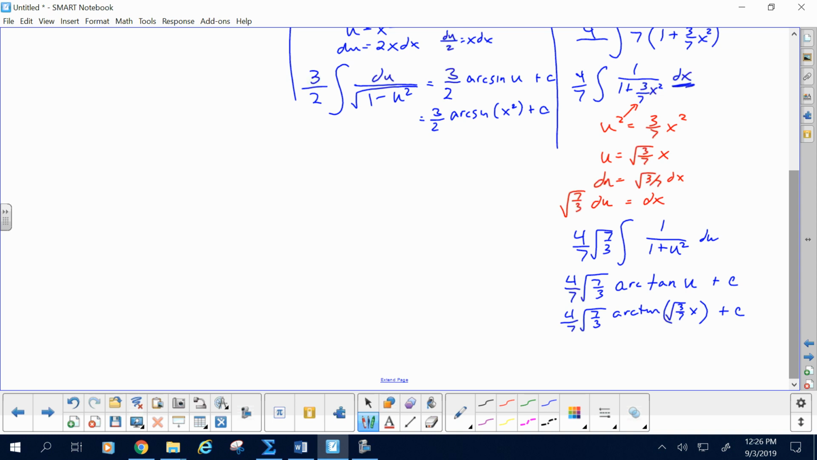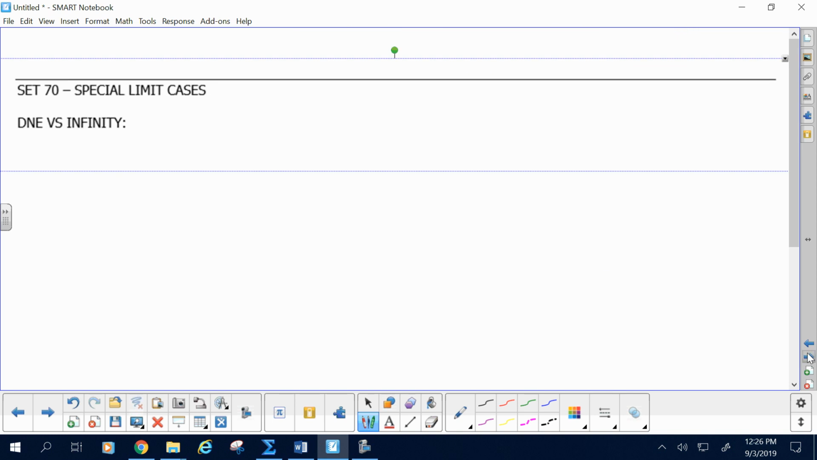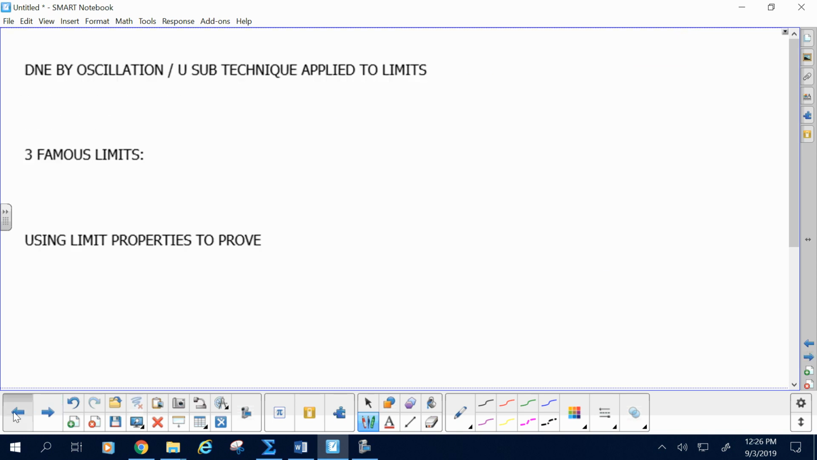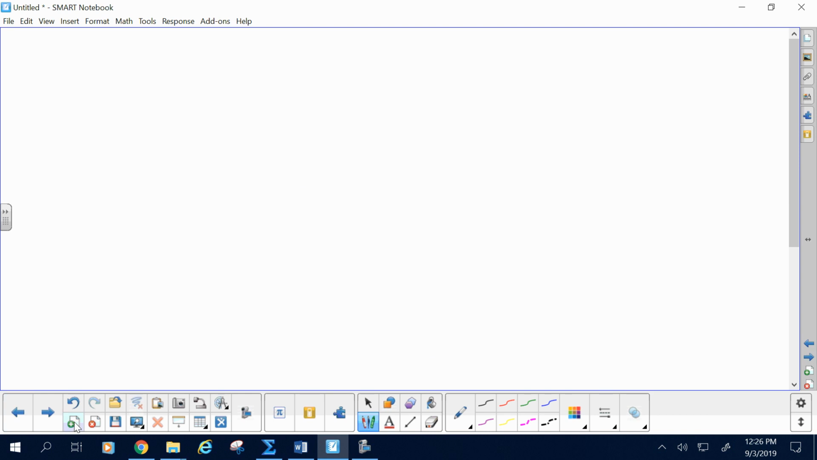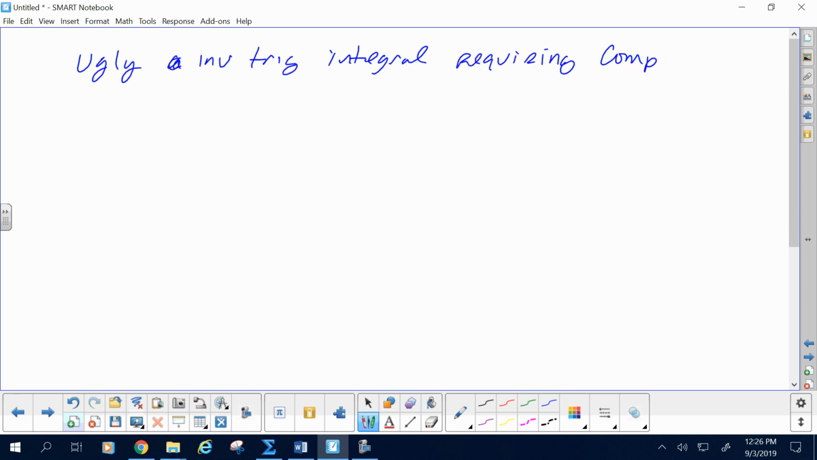Can we do one more ugly one? Go to the back. Okay. Ugly inverse trig integral requiring, not integration by parts, requiring completing the square. You're gonna love it.